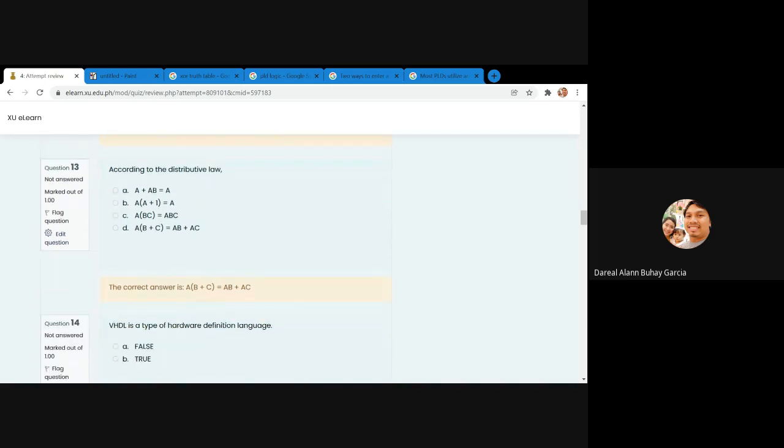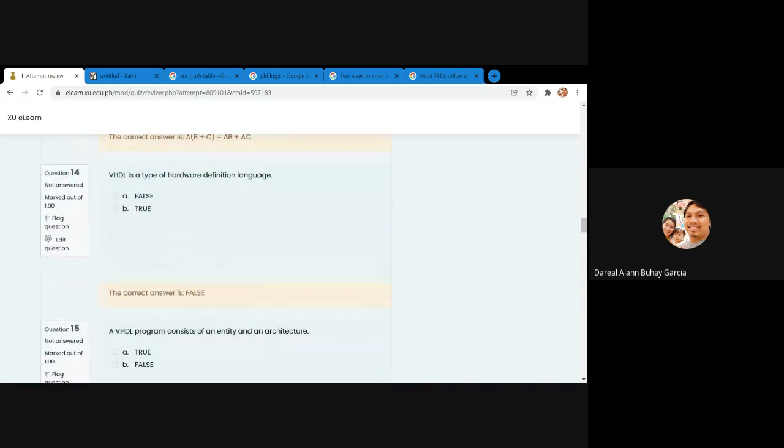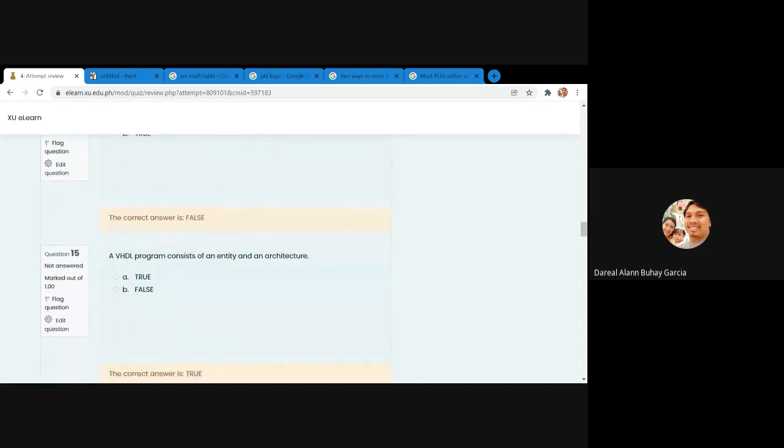VHDL is a type of hardware definition language. False, it's hardware description language, HDL. The other one is Verilog. A VHDL program consists of an entity and architecture. So, true, false, true.